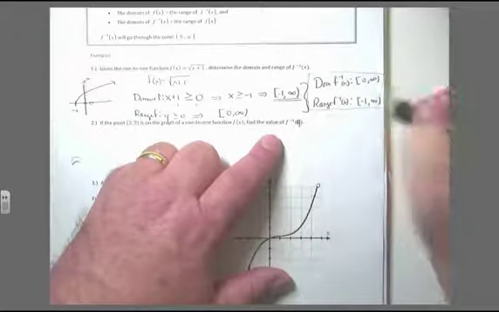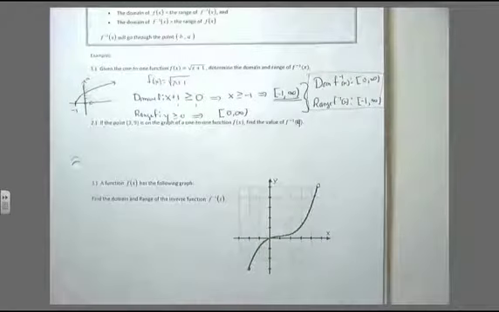Once I find the original domain and range, I just switch them to get the domain and range of the inverse, because that's switching of the x and y coordinates. Does that make sense?